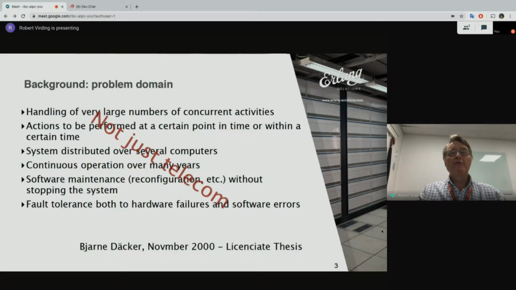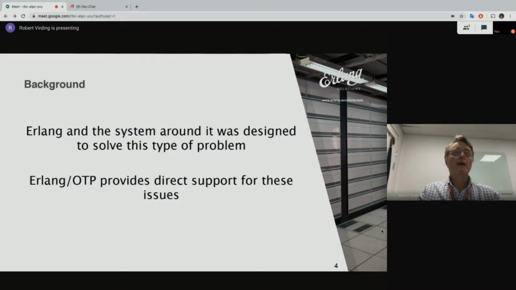And if you look, this is not just telecoms. There's nothing telecom specific in these problems we were looking at. The telecom bit someone else has solved. We were looking at the system. So Erlang and the system around it, how it was meant to be used, was designed to solve this type of problem. And Erlang OTP provides direct support for these types of issues. That is what it was all about.